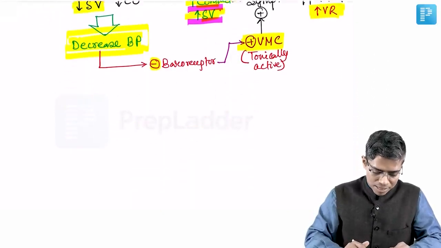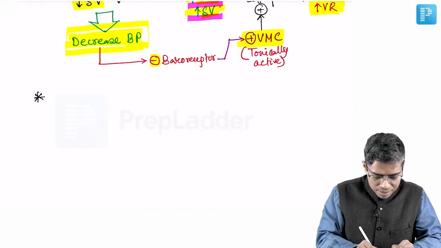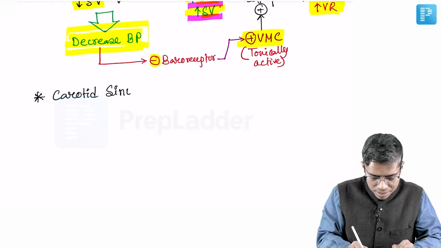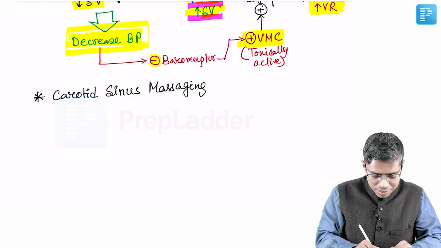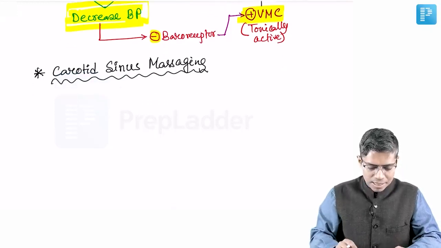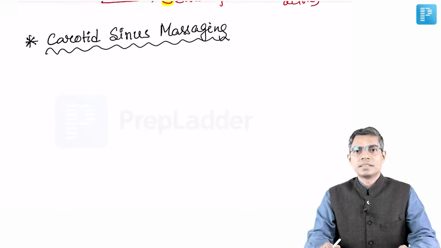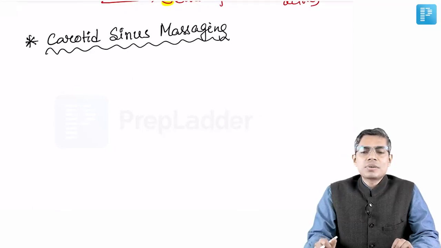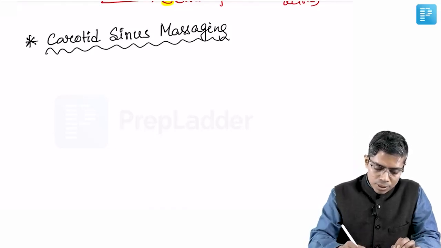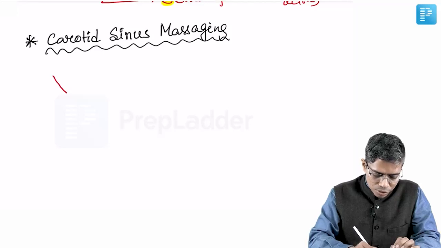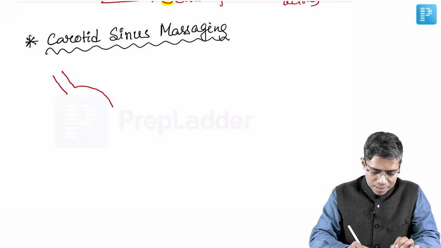Now, the second applied aspect of this baroreceptor is carotid sinus massaging. Carotid sinus massaging, right? You must be thinking, where have I read about this, right? Sometimes this carotid sinus massaging is done for emergency treatment of PSVT, paroxysmal supraventricular tachycardia, right? So why is that done, right? In physiology, they have already asked you a question regarding this carotid sinus massaging.